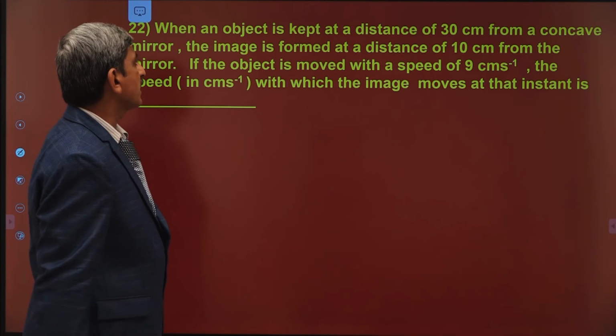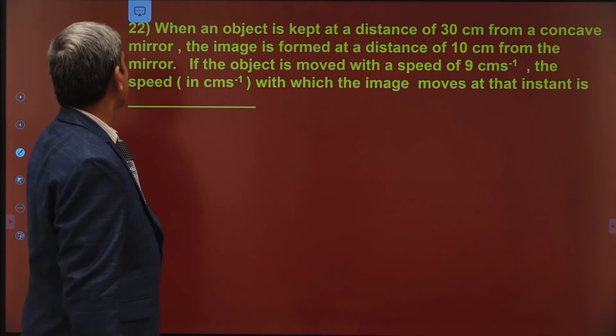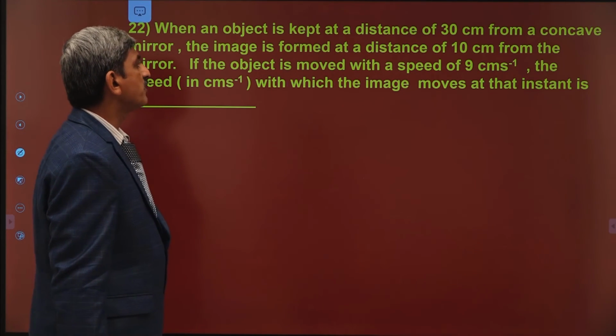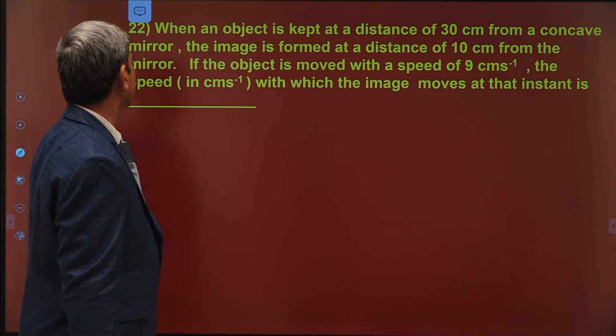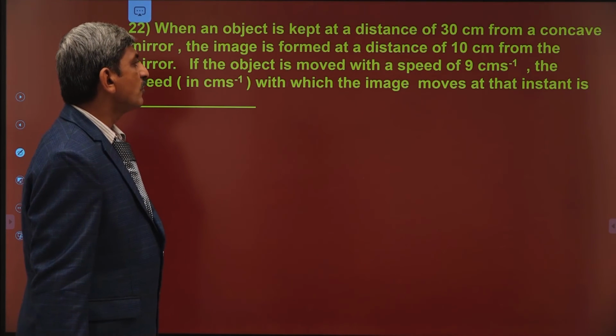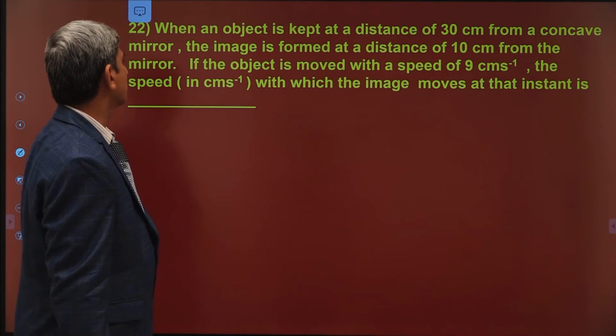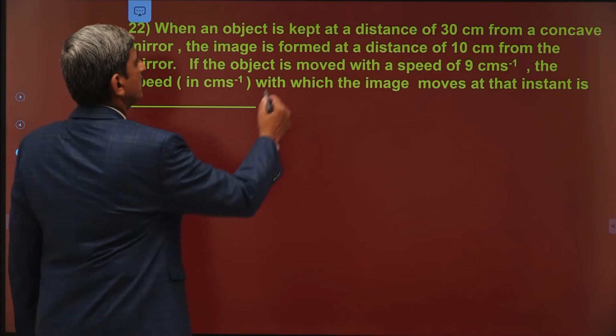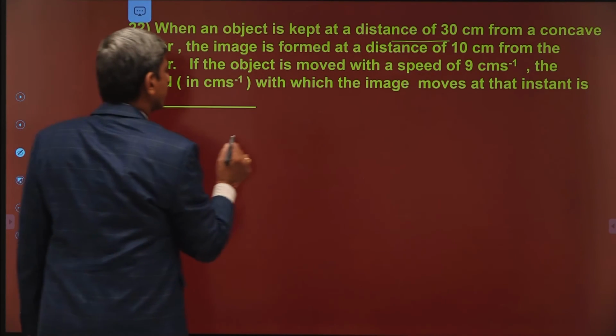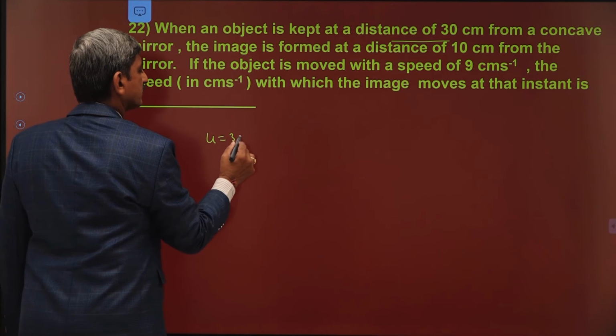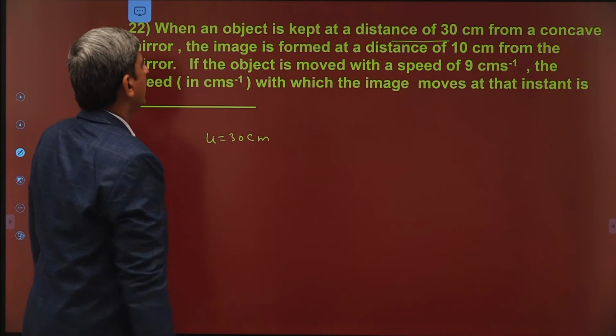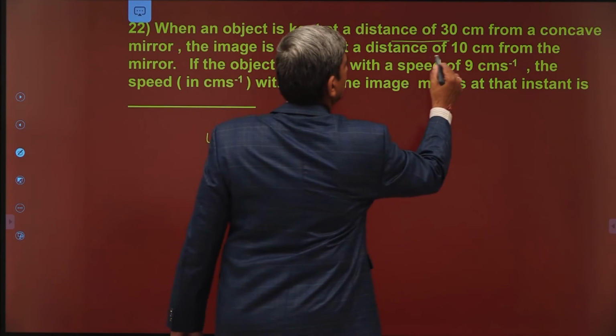When an object is kept at a distance of 30 cm from a concave mirror, the image is formed at a distance of 10 cm from the mirror. If the object is moved with a speed of 9 cm per second, the speed of the image is dash. So the object distance is given as 30 centimeters and the image distance is given as 10 centimeters.